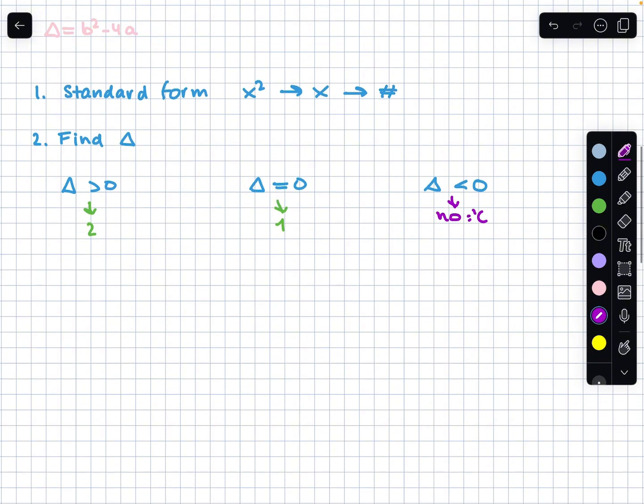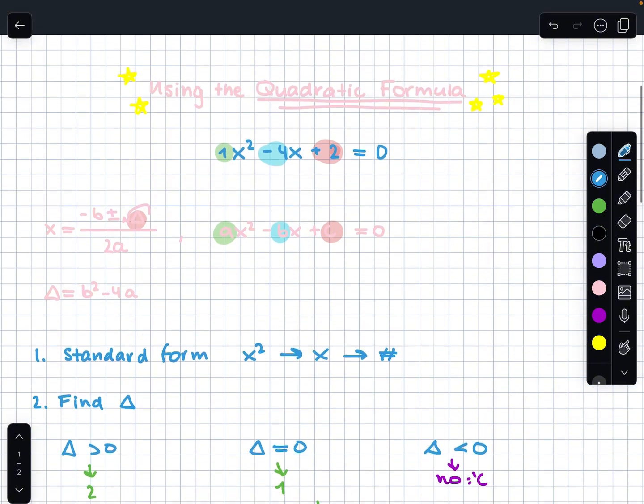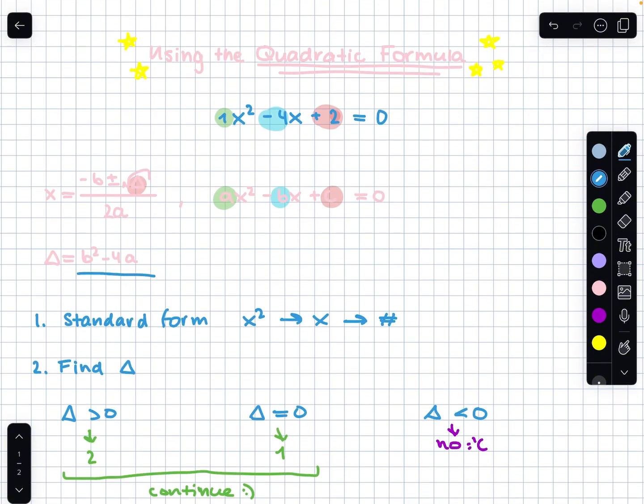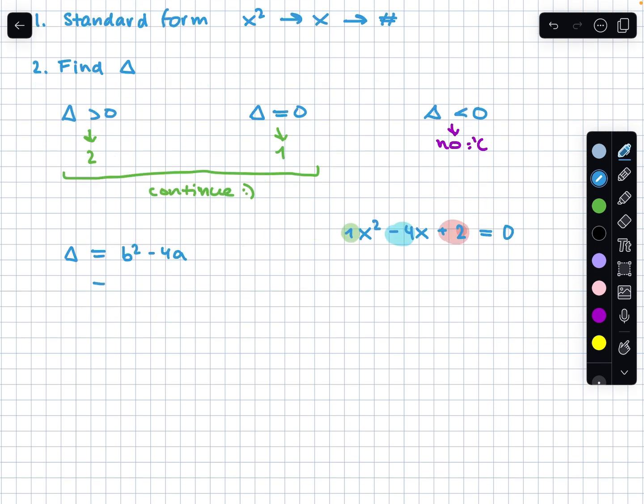So if you find delta and it's either more than or equal to 0, you're on the right path, and you should continue finding x. So let's find delta for our problem in particular. So the formula for this is b squared minus 4ac. And so all we need to do is substitute the values.